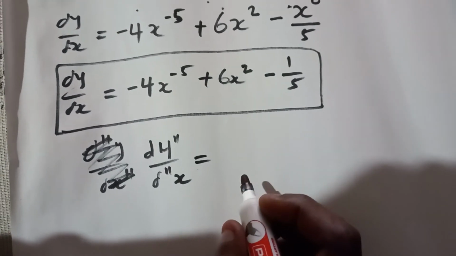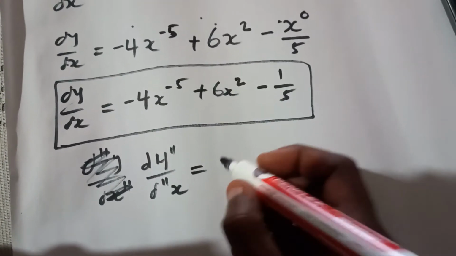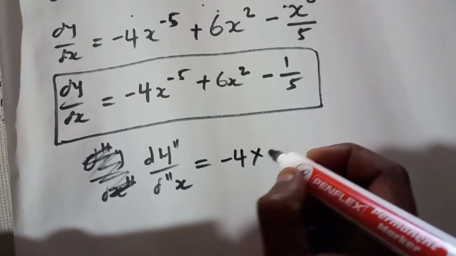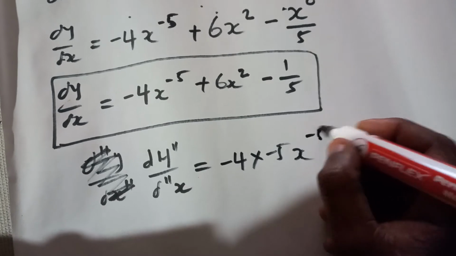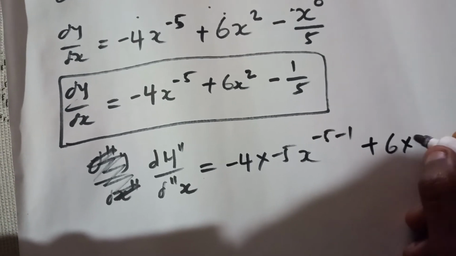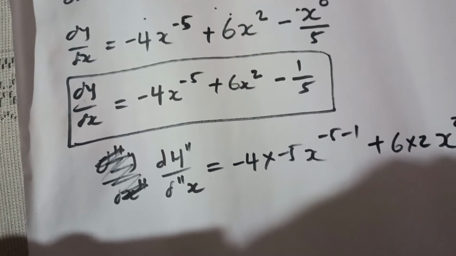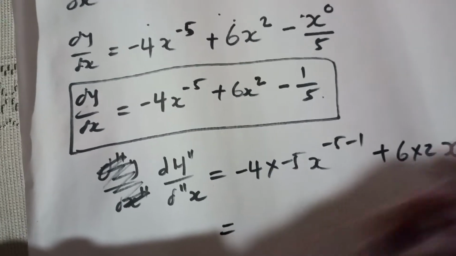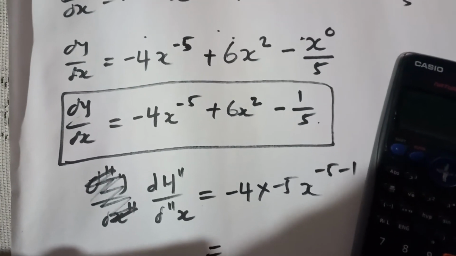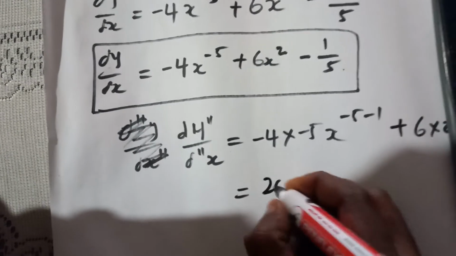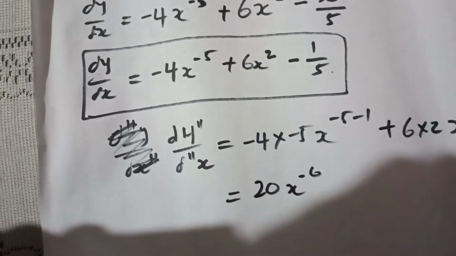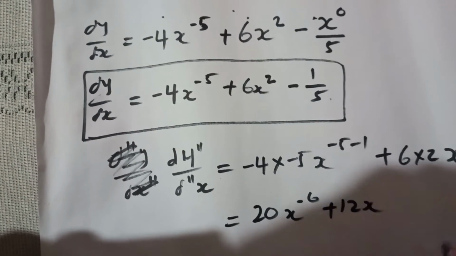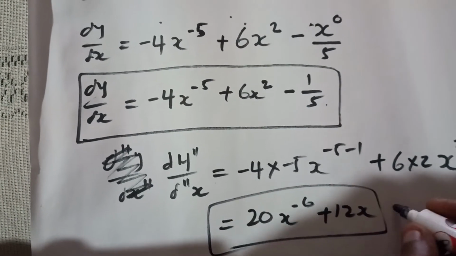If they requested, if we had to do a second derivative or differentiate twice, then it was going to be negative 4 multiplied by negative 5 x to the power of negative 5 minus 1, plus 6 multiplied by 2 x to the power of 2 minus 1. Then that will remain 0 because it's a constant. We're going to have 20 x to the power of negative 6 plus 12x. This is going to be the second derivative.